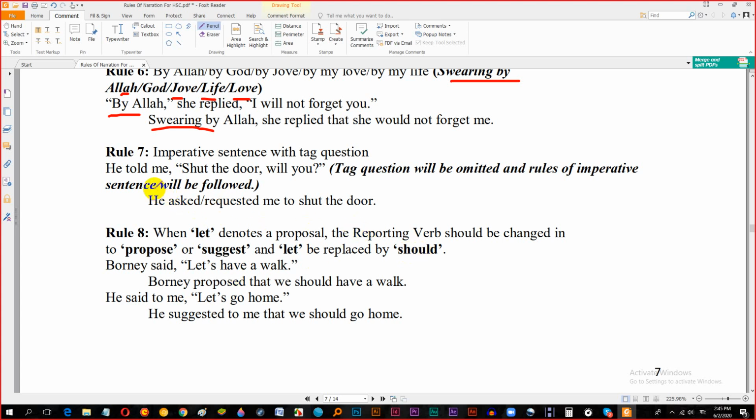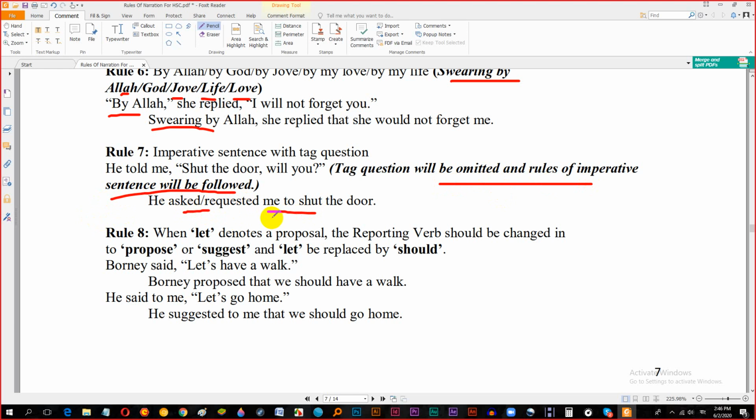Okay, now see, rule number 7, imperative sentence with tag question. He told me shut the door, will you? So here he requested me to shut the door. So the tag question will be omitted and the rules of imperative sentence will be followed. Here the tag question is omitted and the other rule has been applied.